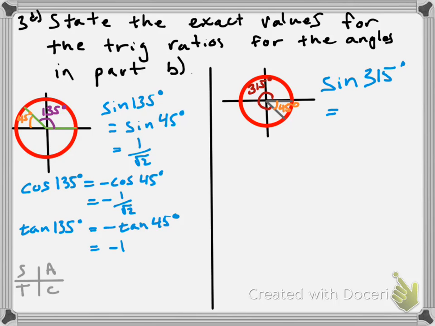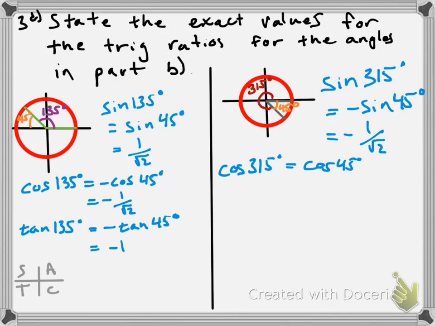So the sine of 315 degrees is going to be the negative of the sine of 45 degrees, our related acute angle. Sine of 45 is 1 over root 2, so we're going to have negative 1 over root 2. Let's do cosine. Cosine's positive here, so the cosine of 315 degrees is going to be the positive version of the cosine of 45 degrees. Cosine of 45 degrees is 1 over root 2, so we get 1 over root 2. And lastly, tangent. Tangent is negative here, so the tangent of 315 degrees is going to be the negative of the tangent of 45 degrees. And tangent of 45 degrees is 1, so we're going to get negative 1 again.